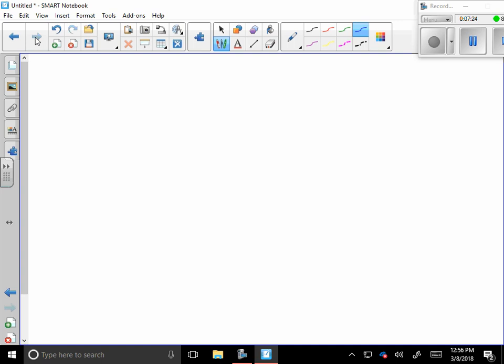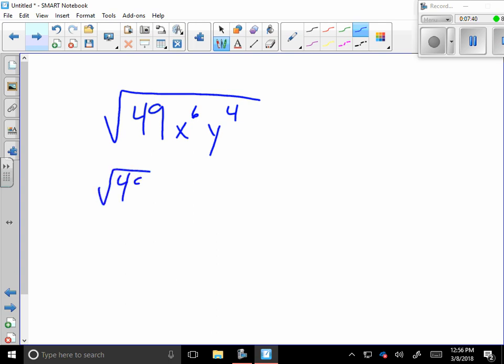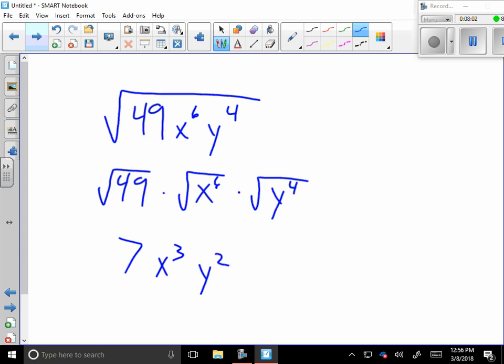So number 9, that same kind of deal can apply. If you got square root of 49 x to the 6th y to the 4th, all multiplication, all under one radical, you can actually give them each their own to help you see what the answer might be. Square root of 49 is 7. Square root of x to the 6th would be x to the 3rd. Square root of y to the 4th, y to the 2nd.